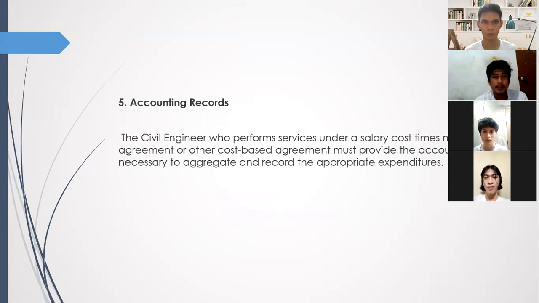Next, accounting records. The civil engineers who perform services under a salary cost times multiplier agreement or other cost-based agreement must provide the accounting necessary to aggregate and record the appropriate expenditures. So yung civil engineer is required na mag-provide ng accounting records para makita at malaman niya yung tamang paggastos ng budget or ng pera na gagawin sa isang project or dun sa services niya.